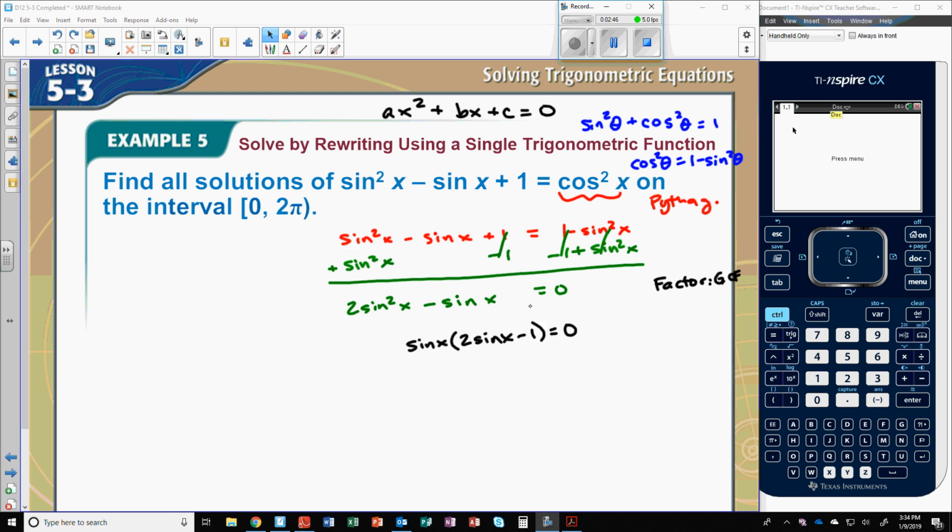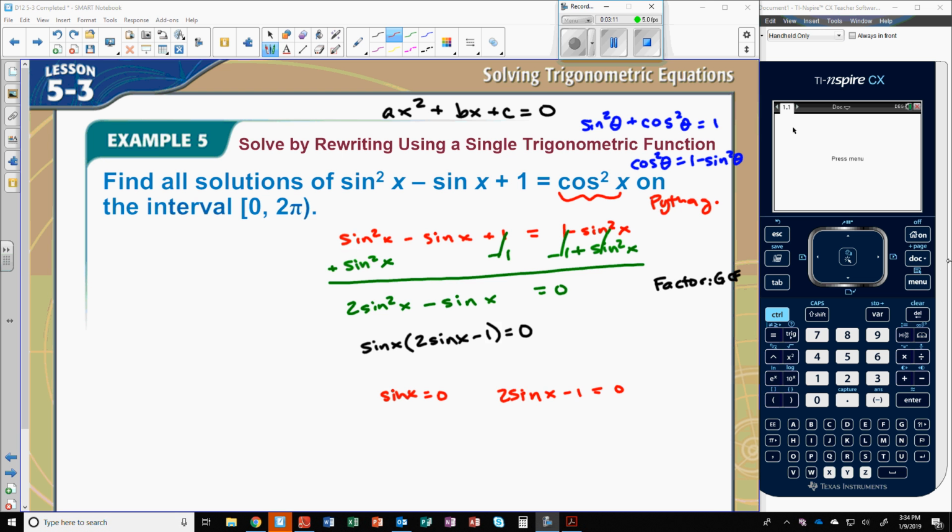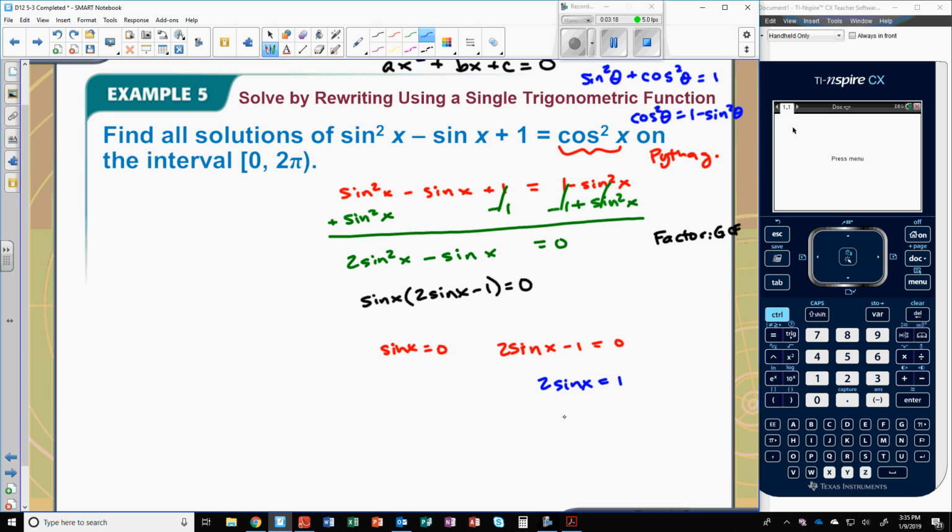I'm going to take this over so you can see a little better how I got this. So the sine x, I took 1 out from here and here, and so this became the 1, and this became the 2 sine x. And now we solve. So I have that sine x equals 0, or I have that 2 sine x minus 1 equals 0. And to solve this one on the right, you would add 1, so 2 sine x would equal 1, or sine x has to equal 1/2.